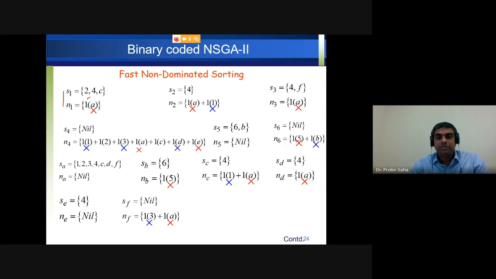SA, SB, SC, SD, SE, SF. So I have used 12 solutions. So I have to have S and N values for these 12 solutions. Now, what is important here? The algorithm now traces out of this N value, that is the domination count, which one has a 0 or nil domination count.